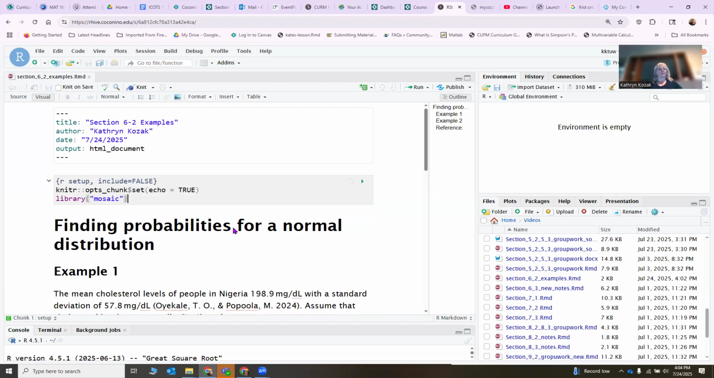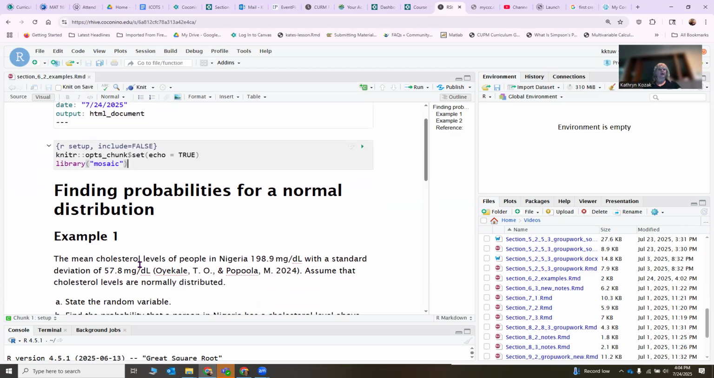normal distribution. There's just a couple examples in this video. The only package we need is Mosaic because we're not really working with data sets.